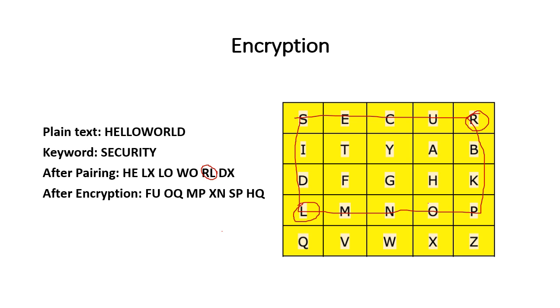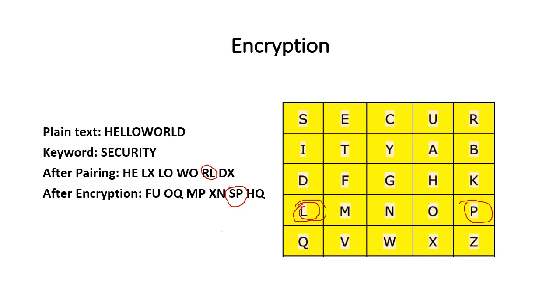So for R and L, instead of R, we have to write S, and instead of L, we have to write P. So this RL is replaced by S and P. Got it? Yes. And what is the next pair?